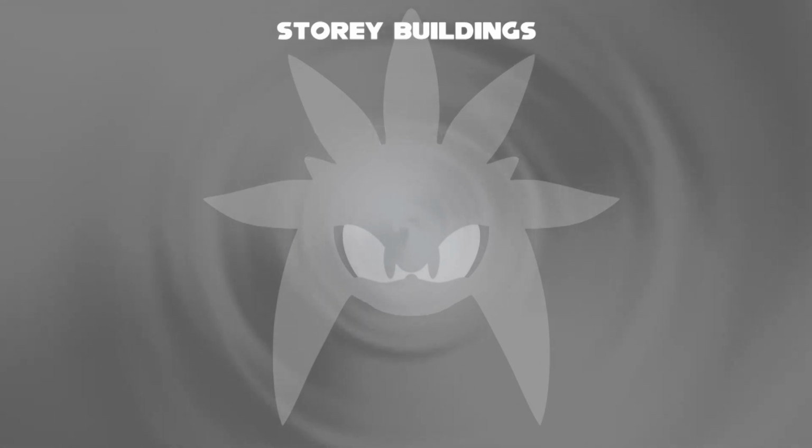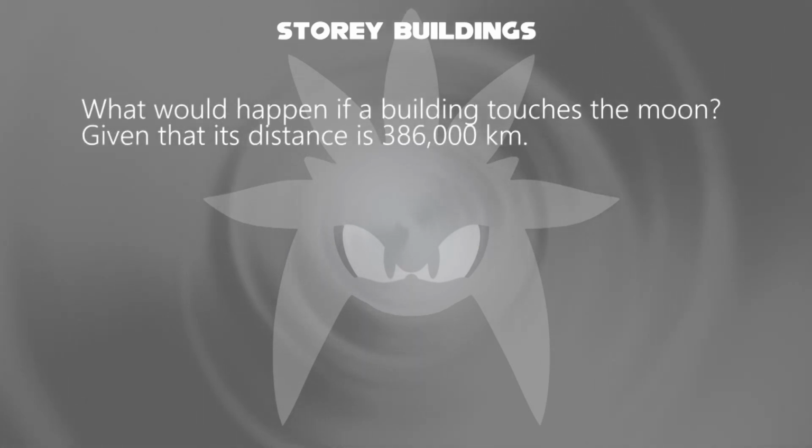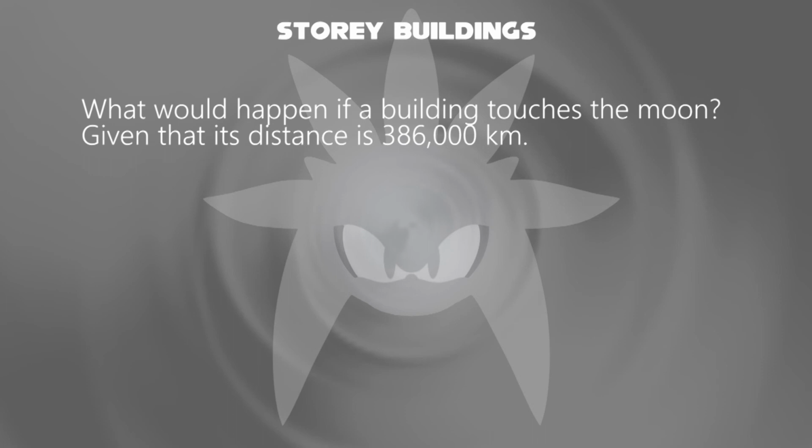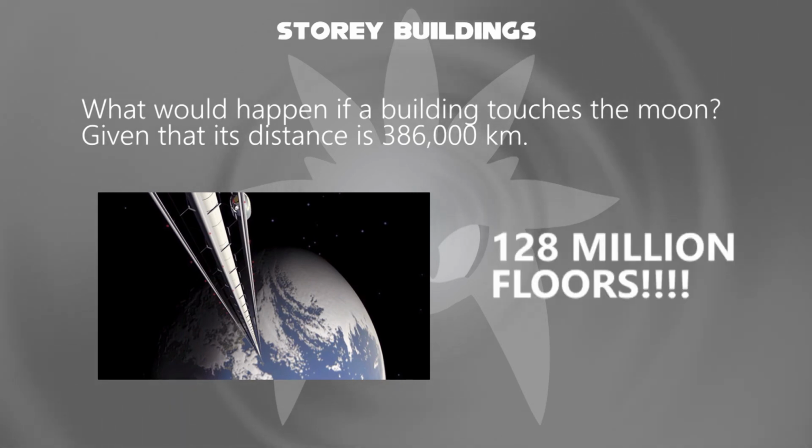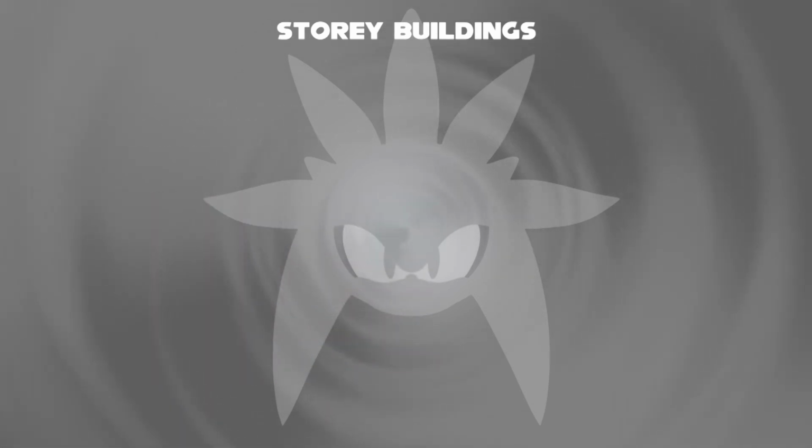Also, try imagining yourself, what would happen if the height of the tower reached to space, to see the planet moon? The distance is given as 386,000 kilometers. Let's calculate it now. As before, each height of the room is 3 meters. Now, this is a huge number, probably needing 128 million floors. Ha ha ha, this is crazy. The rate of floors must be very high speed.